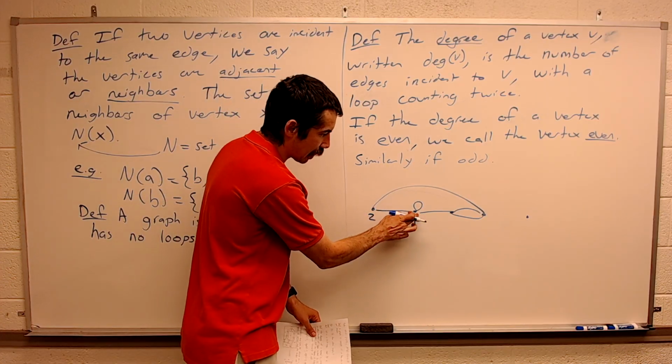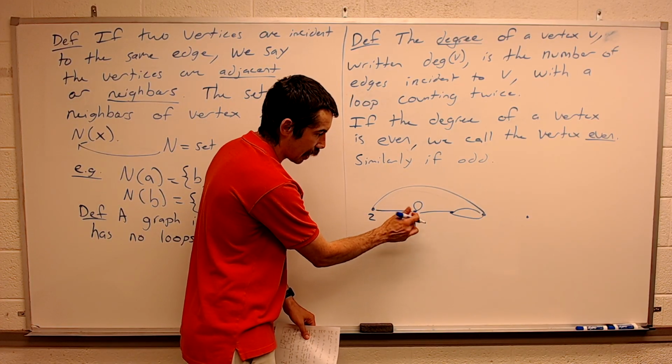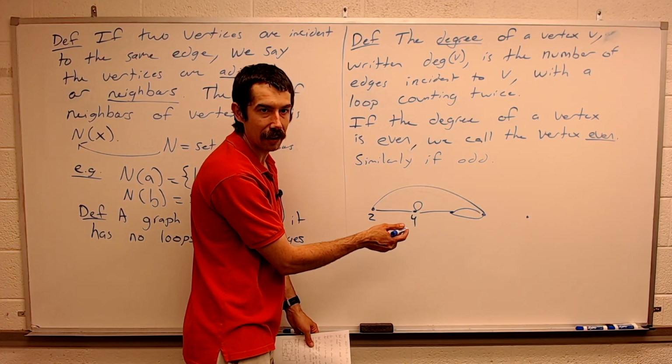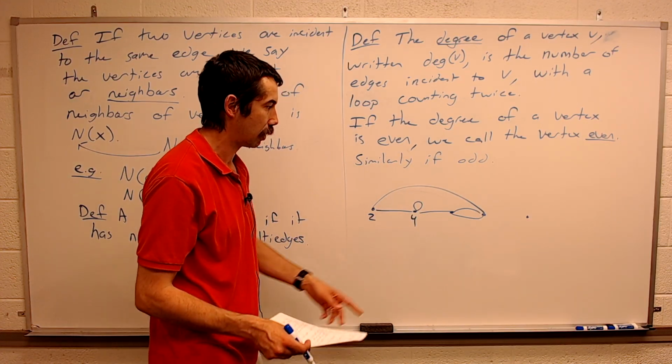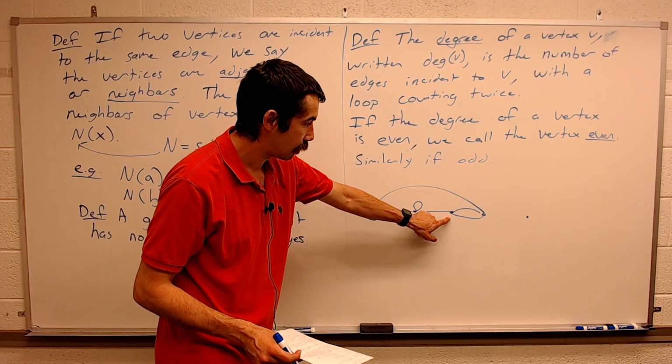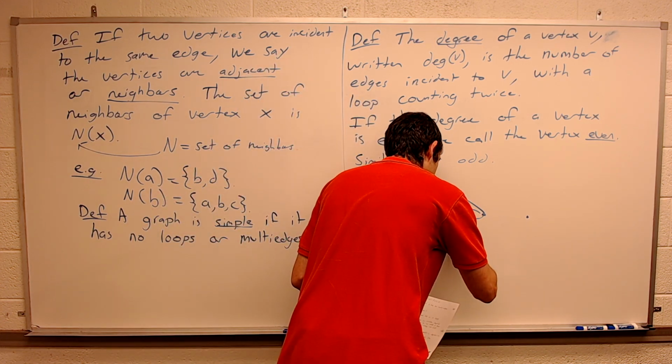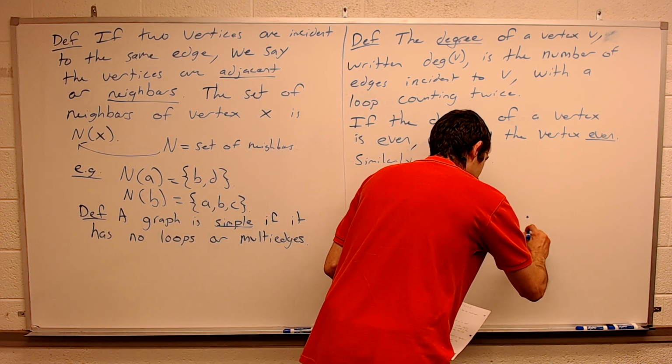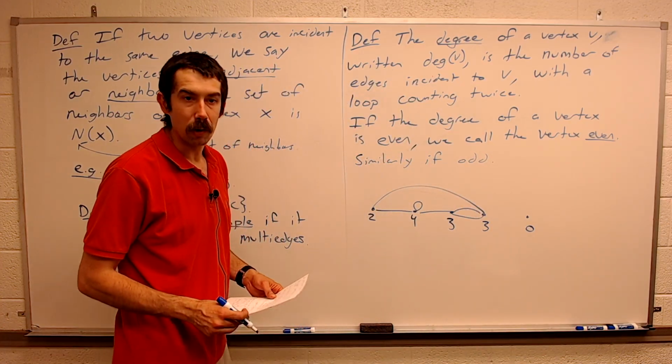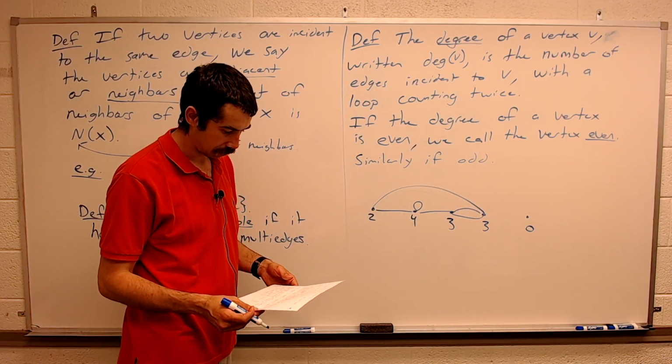Okay, and the idea is like if you really zoom in on this vertex, it looks like there's 4 edges coming out of it. And so that's why we call it degree 4. Here there's 3 edges, so it's degree 3, and this has degree 0. There's no edges out of it.